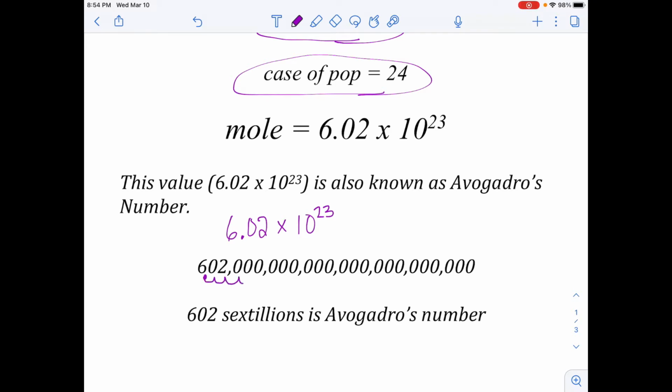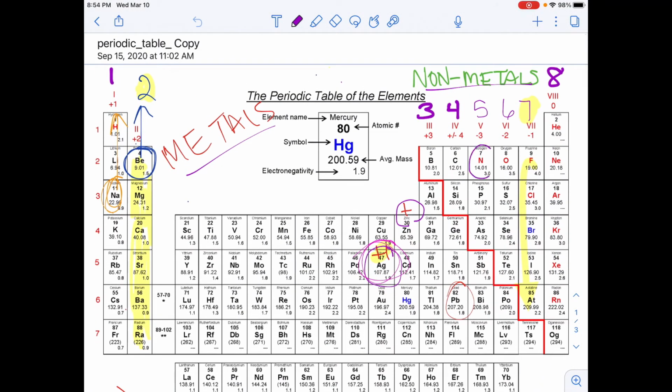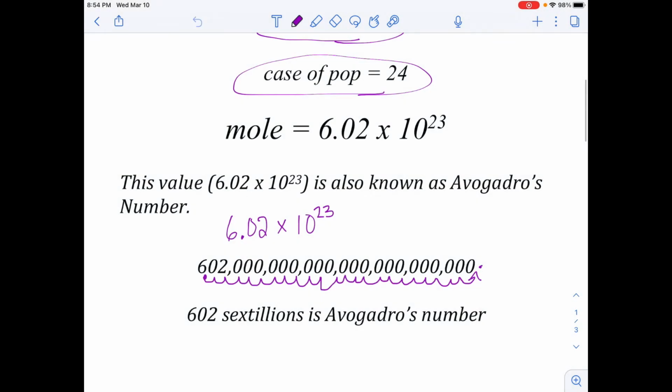1, 2, 3, 4, 5, 6, 7, 8, 9, 10, 11, 12, 13, 14, 15, 16, 17, 18, 19, 20, 21, 22, 23. Okay, so 6 times 10, but you're going to multiply it by 10 23 times. That's how large the quantity of a mole is. Okay, and the idea is if we were to have the mass that's listed on the periodic table, so for example, nitrogen's mass, 14.01, if we had 14.01 grams of nitrogen, we would need a mole of nitrogen, or 6 times 10 to the 23rd atoms of nitrogen.